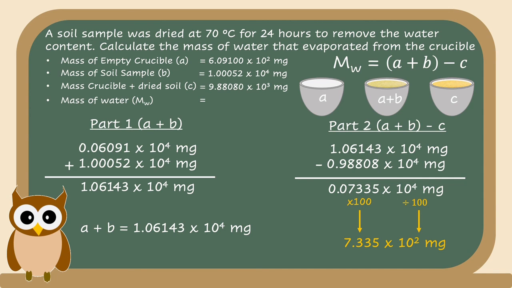giving us 7.335 times 10 to the power of 2 milligrams. So the mass of water lost after 24 hours is 7.335 times 10 to the power of 2 milligrams.